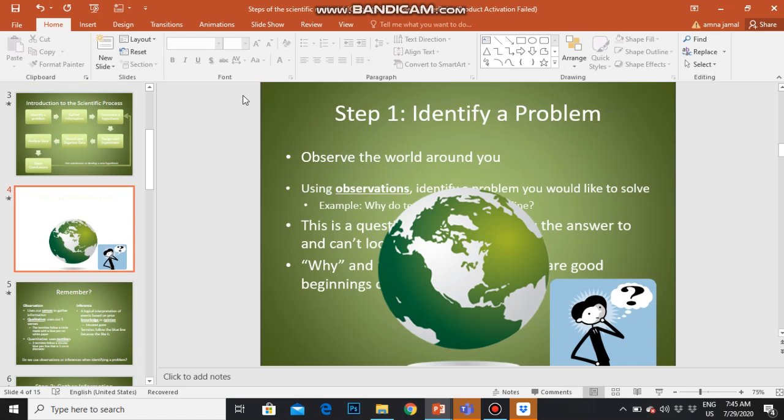Now, step one is identify a problem. Observe the world around you using observations, identifying a problem you would like to solve. So this is the what and why sort of issues. Problem is basically the gap between what is desired and what you actually have. Naturally, for this purpose, we need to conduct exploratory research until the problem is properly identified. Otherwise, we may not be able to do proper research.